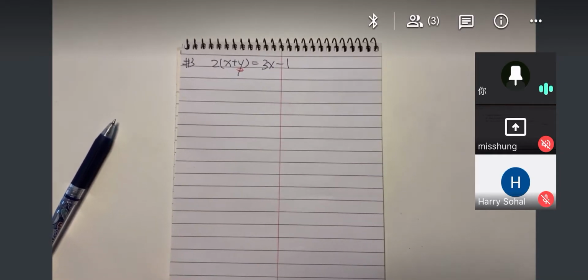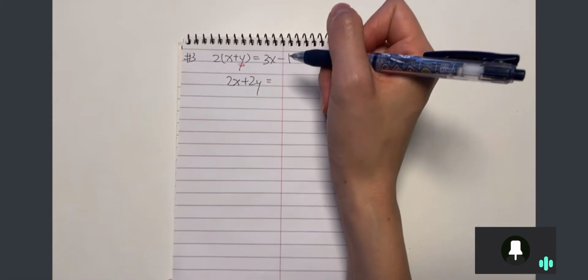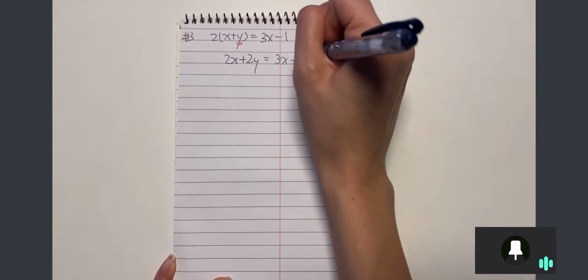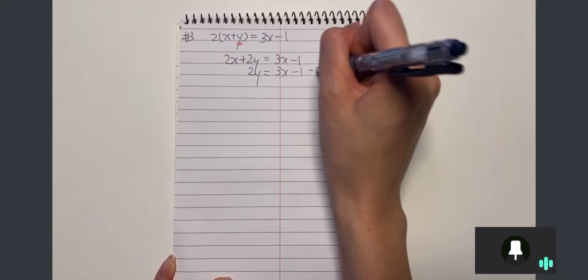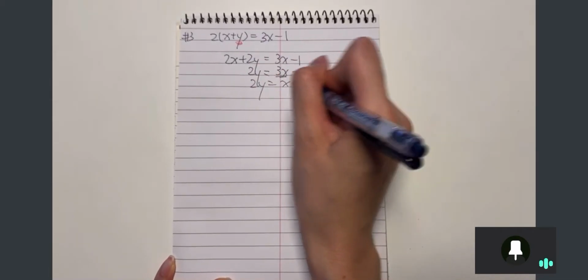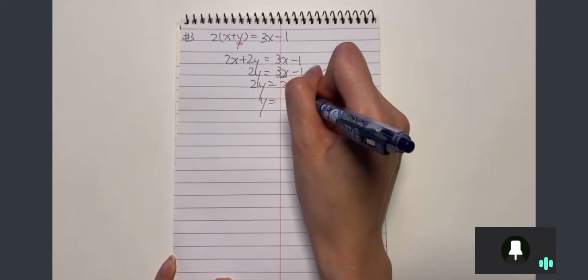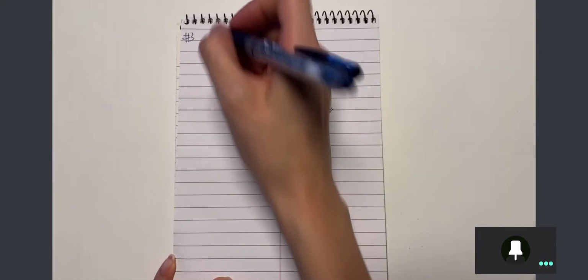So remove the bracket first. 2x plus 2y equal 3x minus 1. So 2y equal 3x minus 1 minus 2x. 3x minus 2x is x, minus 1. So y equal x minus 1 over 2. Easy then. This is part A.